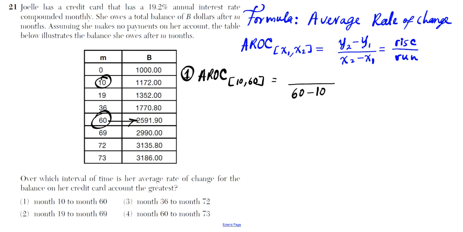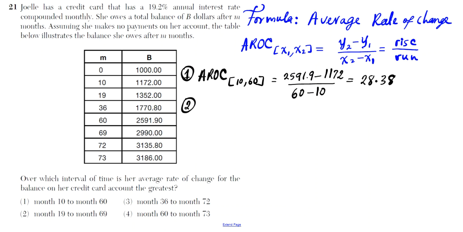Let's go ahead and put in the y1 and the y2. So y2 is 2591.9 minus y1, which is 1172. If you calculate the difference, you have 28.38. That's the average rate of change from month 10 to month 60.